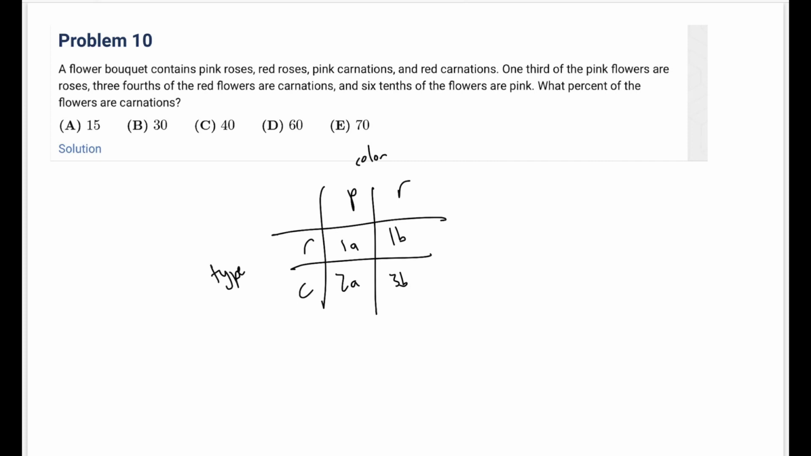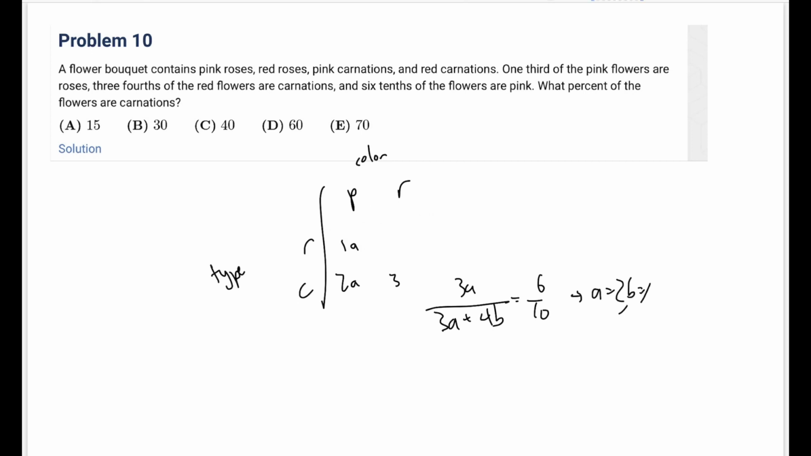And 6/10 of the flowers are pink. So 3A plus 4B, under 3A, this is 6 over 10. So that must mean A equals 2, B equals 1. So this would be 2 and 4 and 1 and 3, right? And so what percent of the flowers are carnations? This is out of a total of 10. 7 are carnations, so that means 70% are carnations.